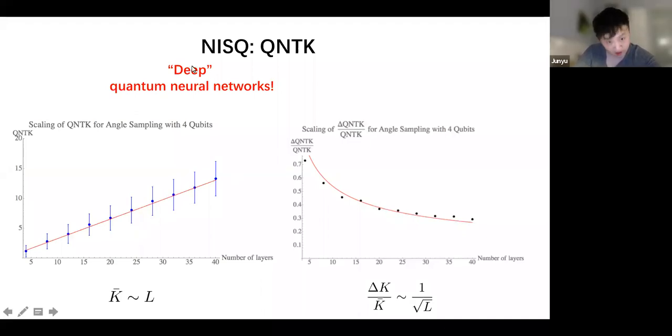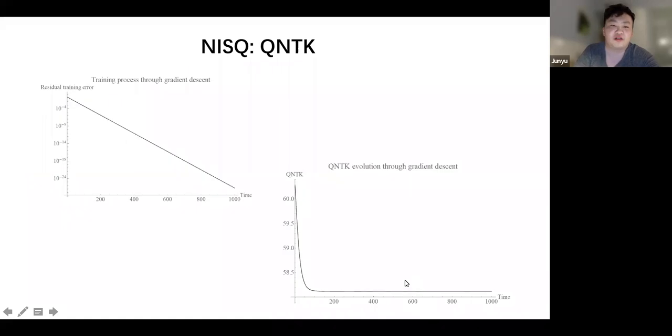And furthermore, we have also done the verification of the neural tangent kernel scaling, where, as I already mentioned, for the deep quantum neural network you already have the prediction, and we have this numerical verification that in some variational ansatz that we have, the neural tangent kernel K-bar expectation value scales linearly with the number of training parameters L, and then delta K divided by K-bar, which is a relative standard deviation, scales as 1 over square root L. So those could be verified in the real experiment.